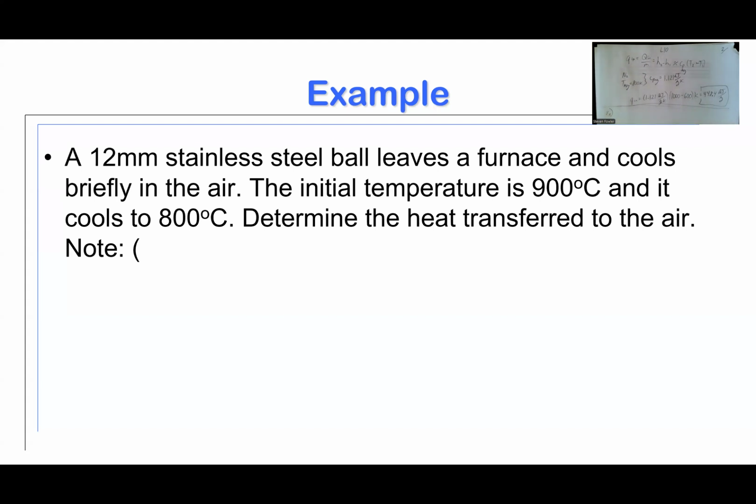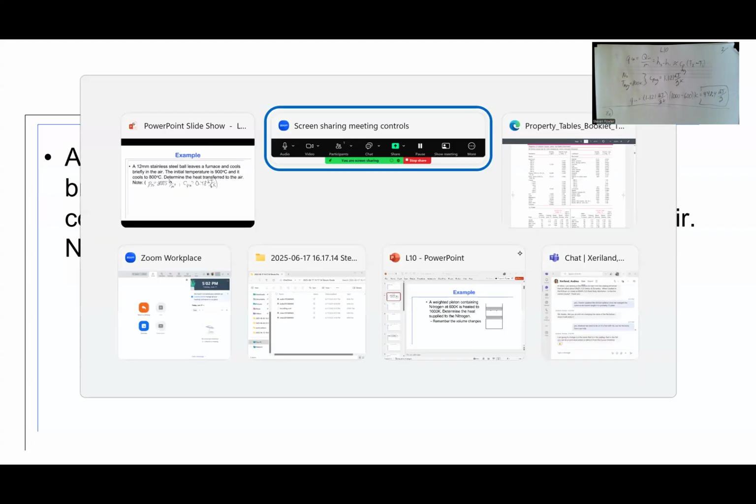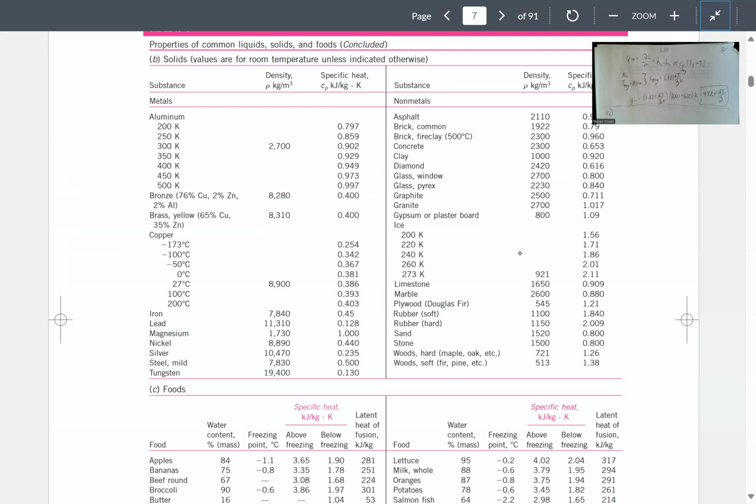So in my notes here, they've given me this particular problem that I pulled. They've given me that the density for this stainless steel is about 8,085 kilograms per cubic meter. And the specific heat for this stainless steel is about 0.48 kilojoules per kilogram Kelvin.